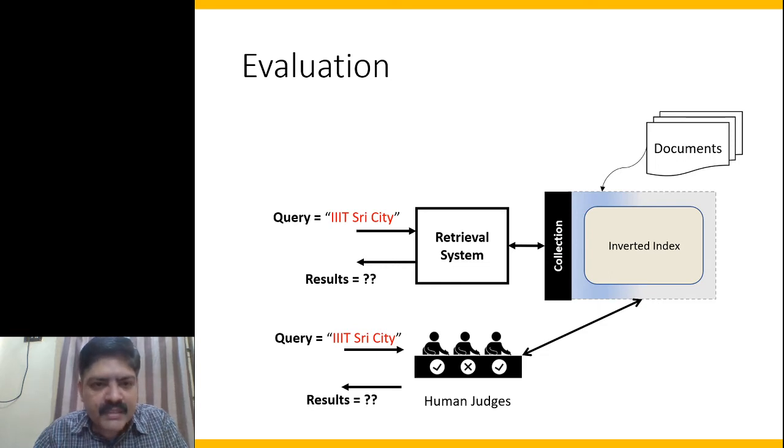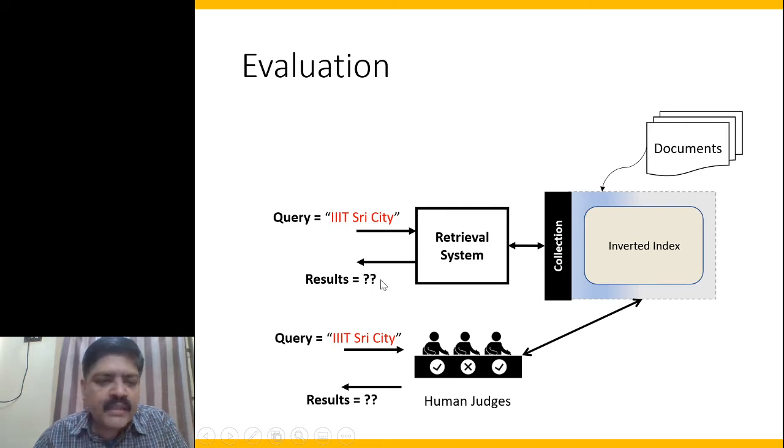This is what happens in a retrieval system. We have a query, so let's say it's IIIT Sri City. It's being fired on a collection. We have already seen that changing the collection to a form of index, that is an inverted index, helps us in improving retrieval efficiency. So we have an inverted index which is derived from a collection of documents, and we fire the query on the inverted index, and our retrieval system tries to do the matching and returns the results. And we are now interested in asking this question: how good are our results?